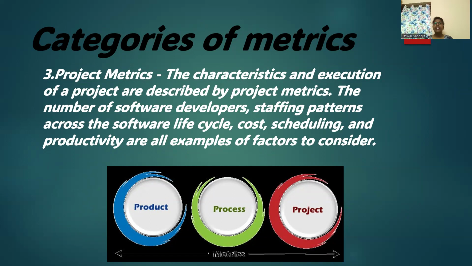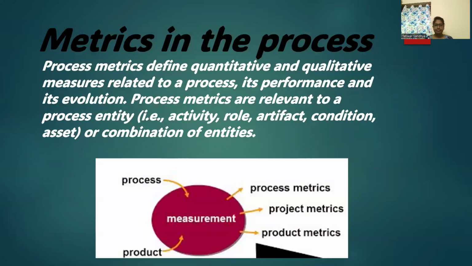Staffing pattern is nothing but a rank list of occupations employed within an industry. In the industry, it shows the rank list of occupations of employees. Metrics in the process: process metrics define the quantitative and qualitative measures related to the process, its performance and its evolution. Process metrics are relevant to a process entity like activity, role, artifact, condition, set or combination of entities.